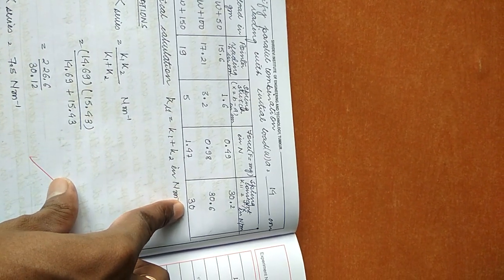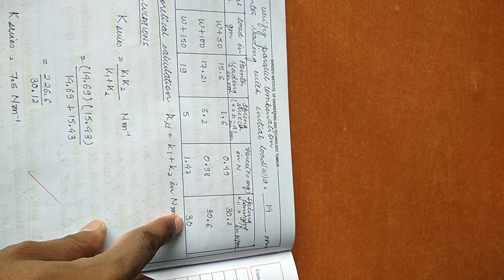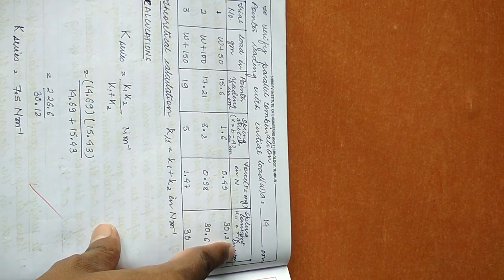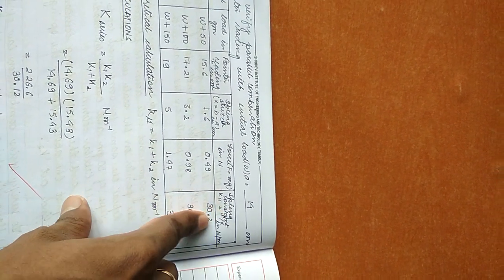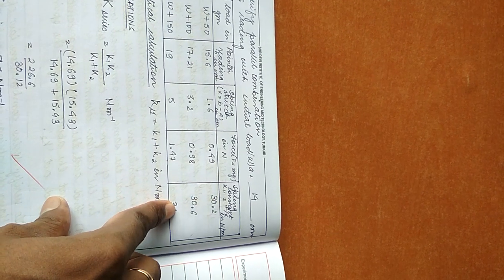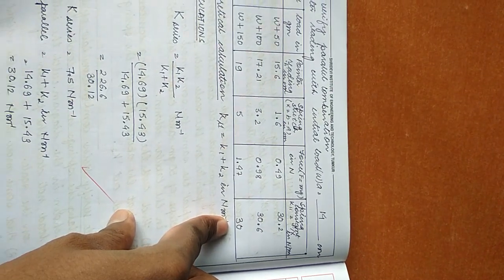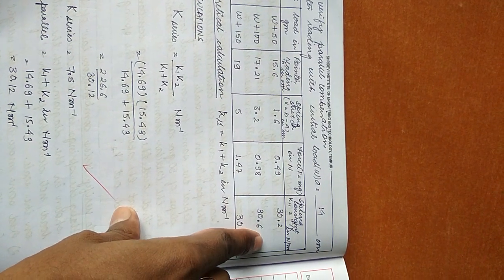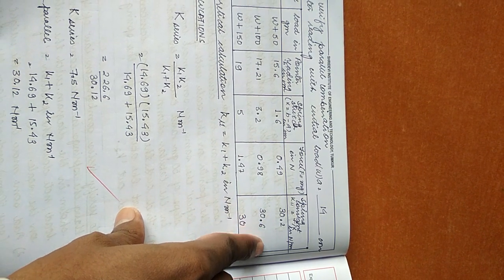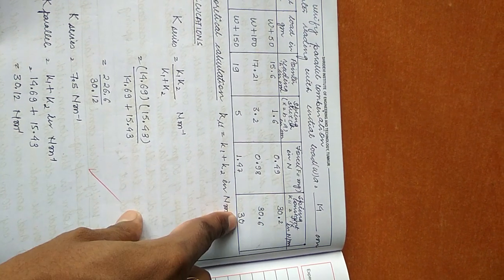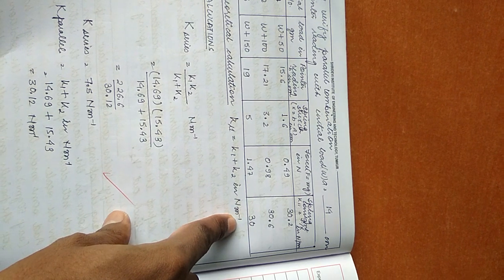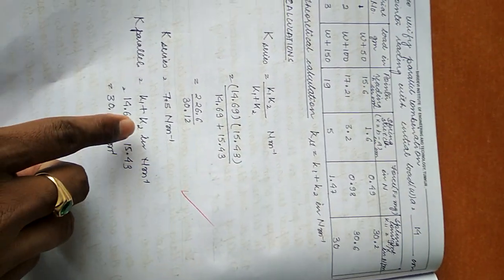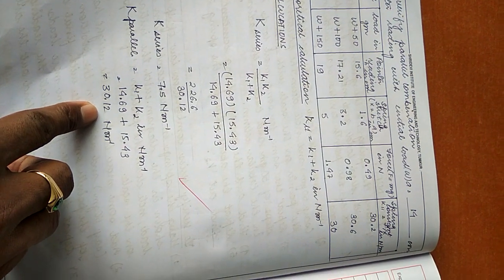Then finally the spring constant we will get. When we take the average, we will get around 13.16. Experimentally we will get 13 point something, and theoretically we also get 13.16.